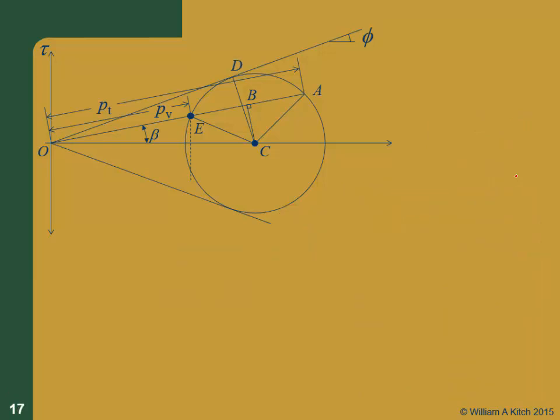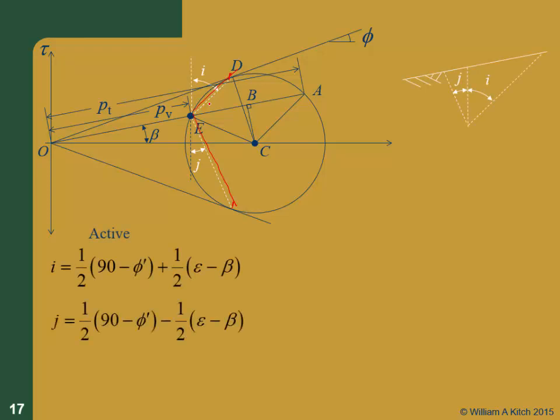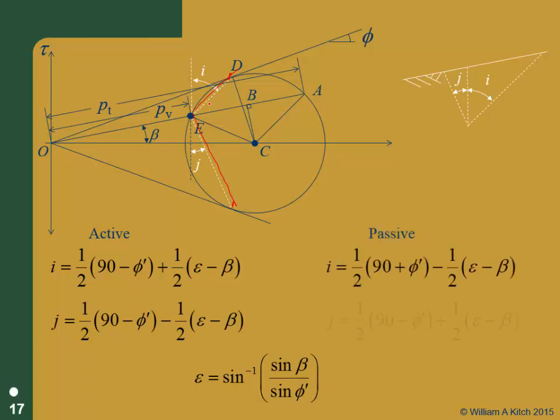All right, so give me 2 more minutes. I'm not going to go through this part, I'll just leave it in the slides for you. You can also figure out where the failure surfaces are, just like we did before. And you get 2 different angles in this case, I and J. And these are for the active case, those are the values of I and J. And for the passive case, those are the values of I and J. I'm not going to derive those ones for you.